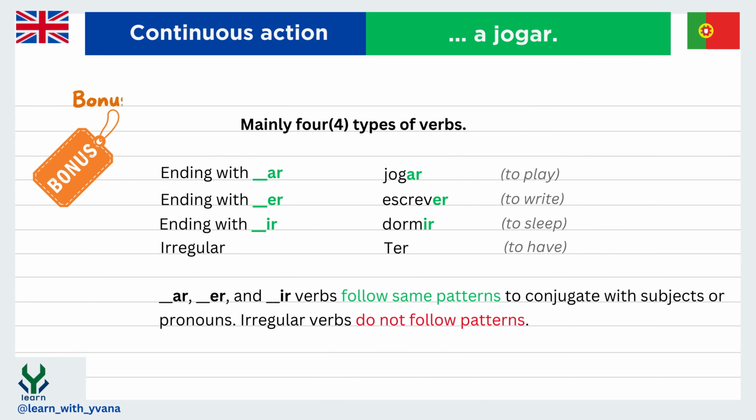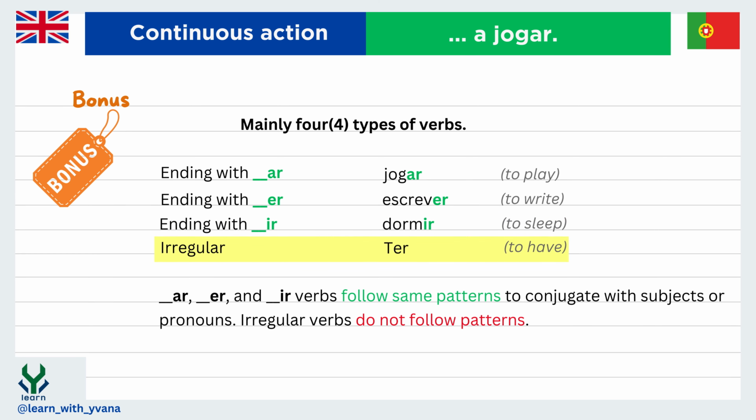Here is the bonus for you. There are mainly four types of verbs in Portuguese. One ending with AR, for example, jogar, to play. Another ending with ER, for example, escrever, to write. Another ending with IR, for example, dormir, to sleep. And the last one is irregular verbs, for example, ter.